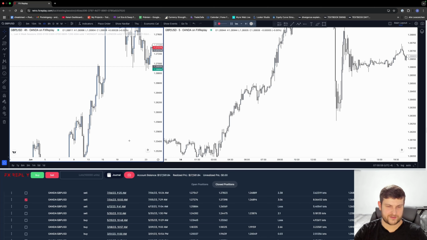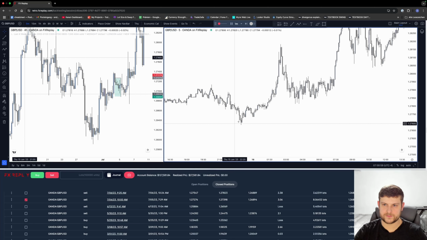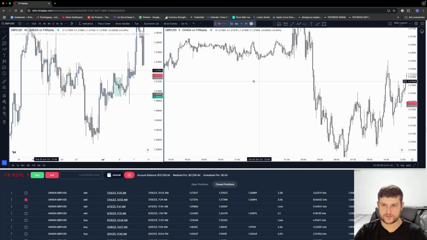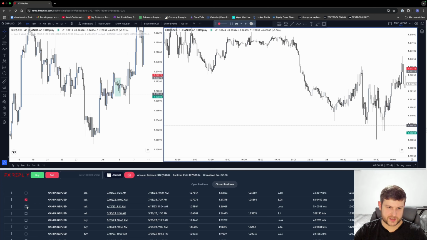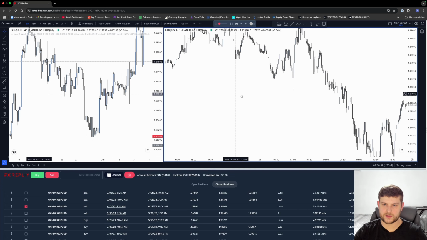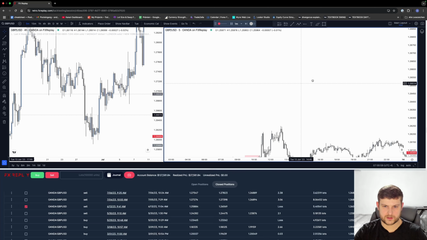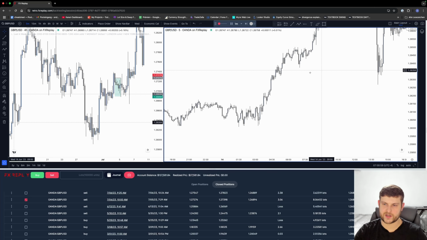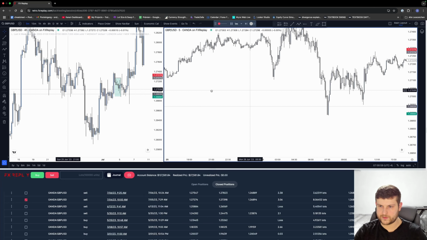So now we have the 4th of July. Wait, I have to check something on the other trade, just real quick. Did we even break structure? Yes, we did break structure with the second leg. Okay, I was stupid, but at least we broke structure. So let's go to the 4th. We have to zoom through this.